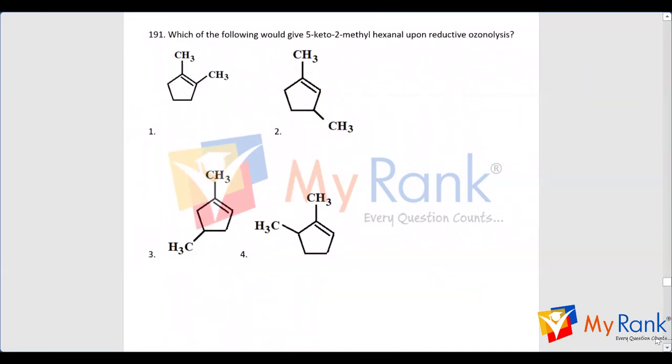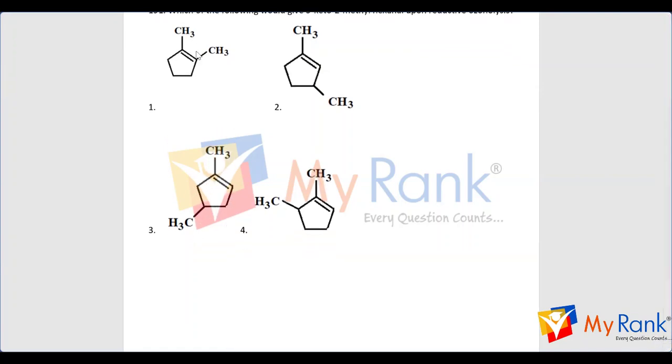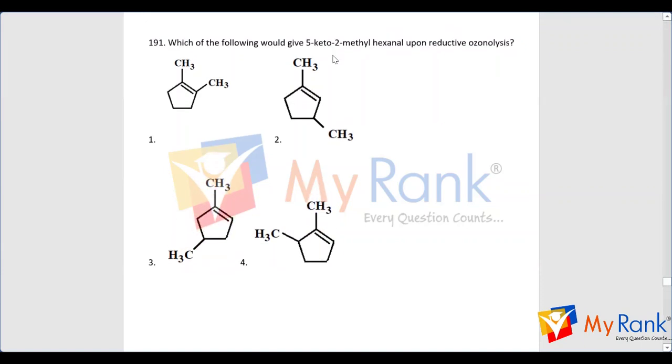Which of the following gives 5-keto 2-methyl hexanol upon reductive ozonolysis? Very simple here. When subjected to reductive ozonolysis, what is the product? The product should be 5-keto. Just break the bond here. Then the first one will give double bond O, double bond O. A diketone is formed, but for 5-keto 2-methyl hexanol, an aldehyde should be there. So therefore, two ketones are there.